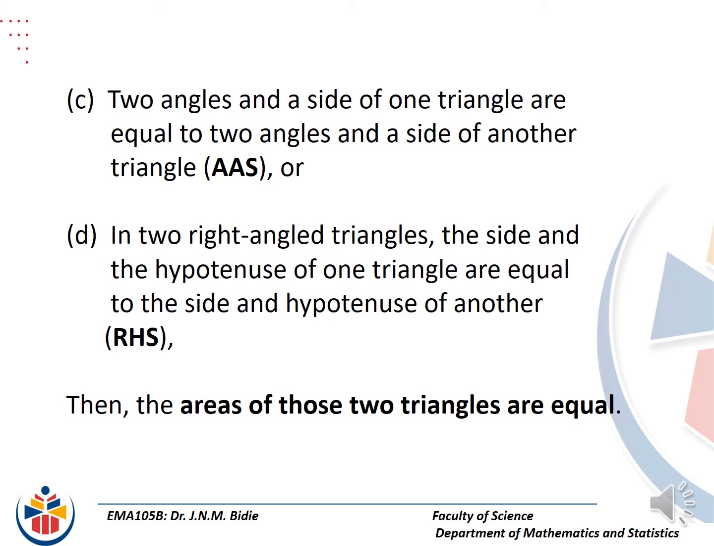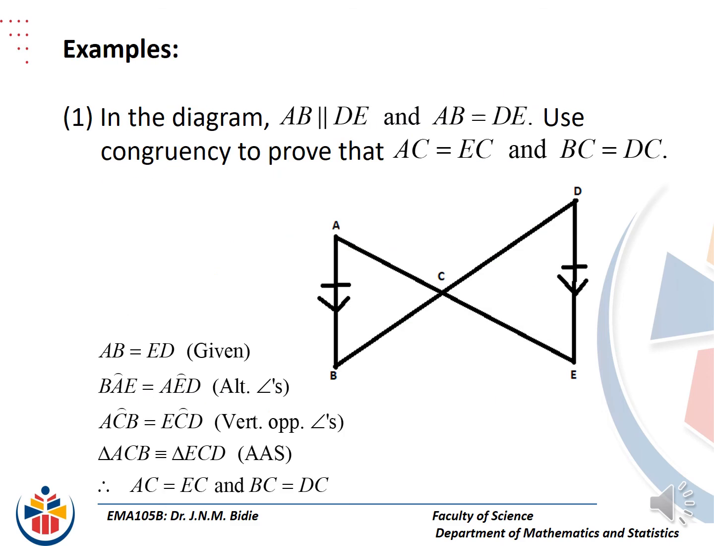That means you've got two right angled triangles, the side and hypotenuse of one triangle equal to the same in another triangle. Then we are able to say the areas of those two triangles are equal. Let's do some examples so that we get to use these properties. And we say the areas of those triangles are equal. That is why we are able to say the two triangles are congruent.